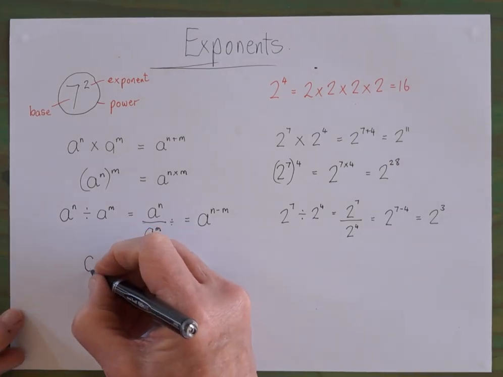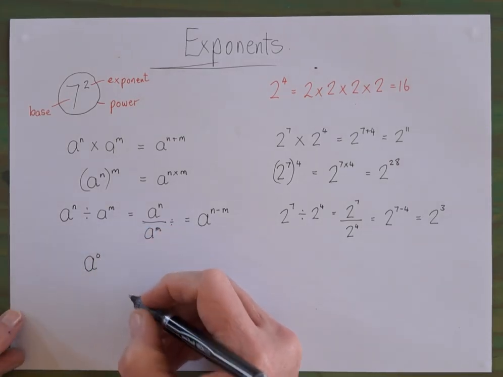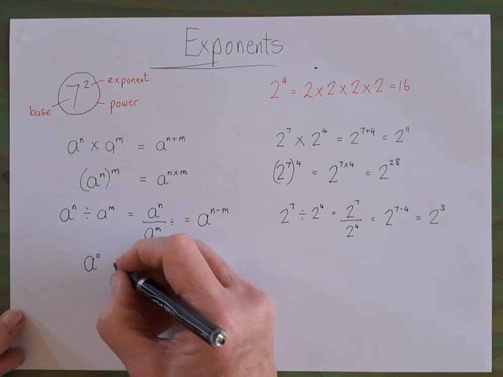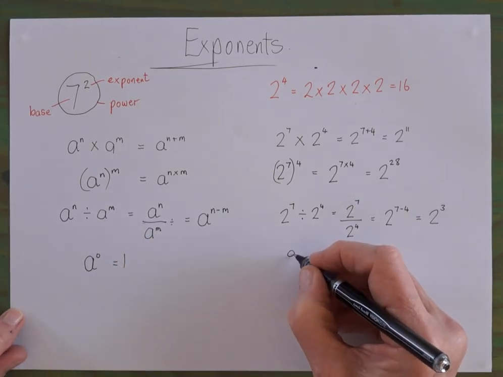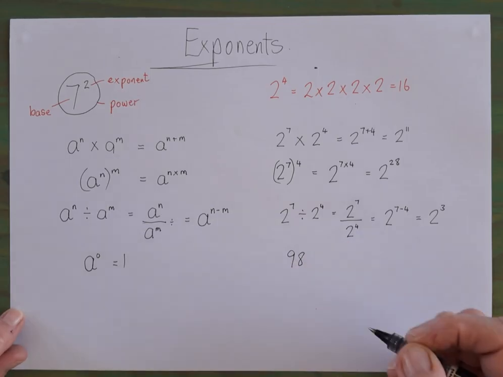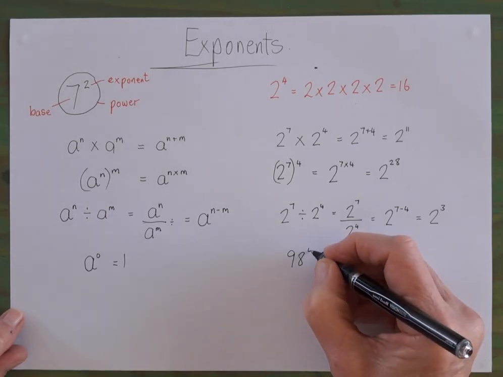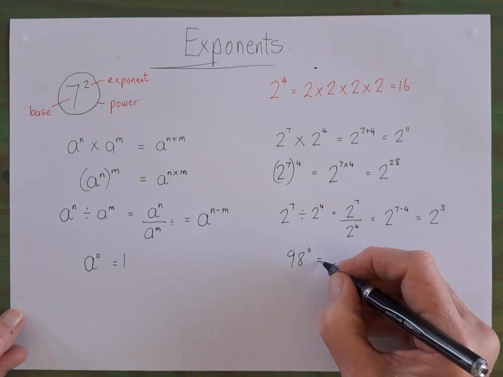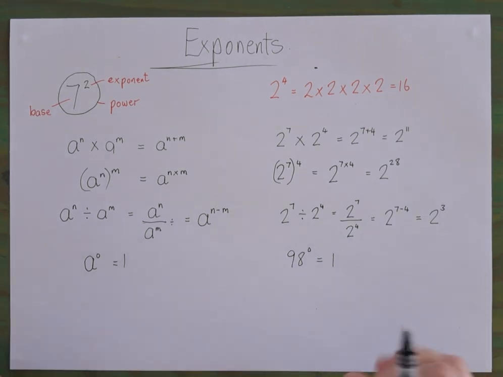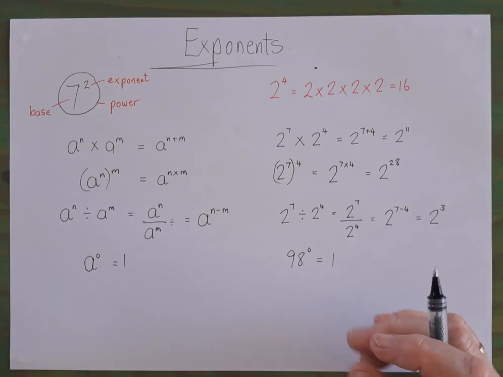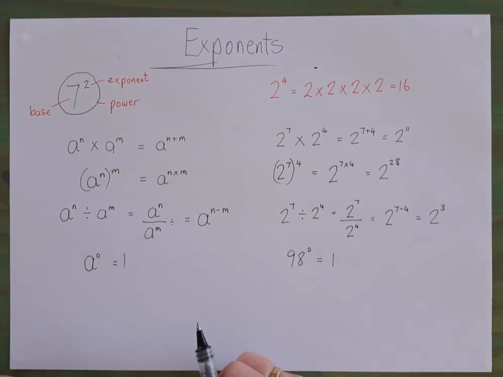Another rule is that a to the power of 0, any number to the power of 0, is equal to 1. So even if your base number is a huge number like 98, if it's raised to the power of 0, it's 1. So wherever you see any number raised to the power of 0, you immediately, in your next step, put 1 in its place, replace it with 1.